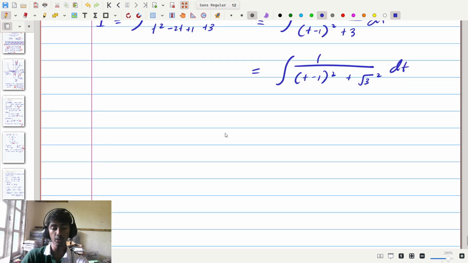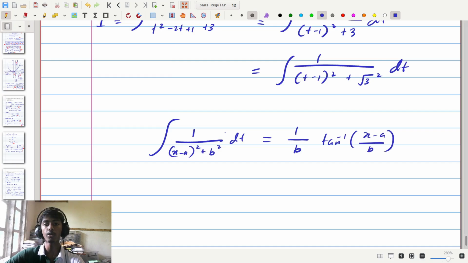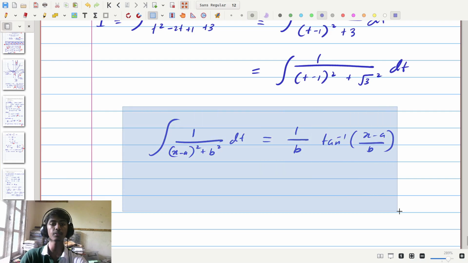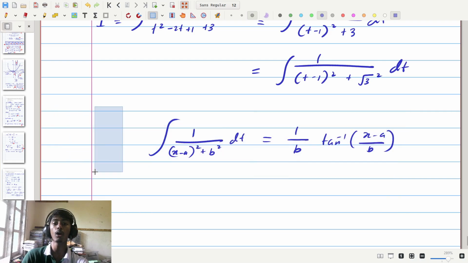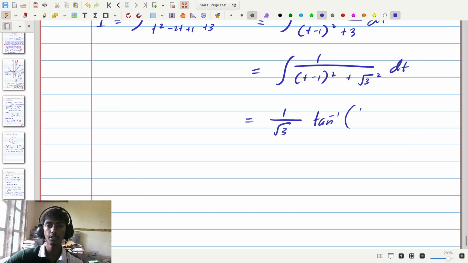Now considering this, as we know, whenever we have this format where we have 1 over, let's say, (x minus a) squared plus b squared dt, the integral here is going to be equal to 1 over b times tan inverse of (x minus a) over b. So according to this, if we apply this to this particular case, we can see we have 1 over root 3 and tan inverse of (t minus 1) over root 3. So the integral here is going to be equal to 1 over root 3 times tan inverse of (t minus 1) over root 3, and of course plus c.